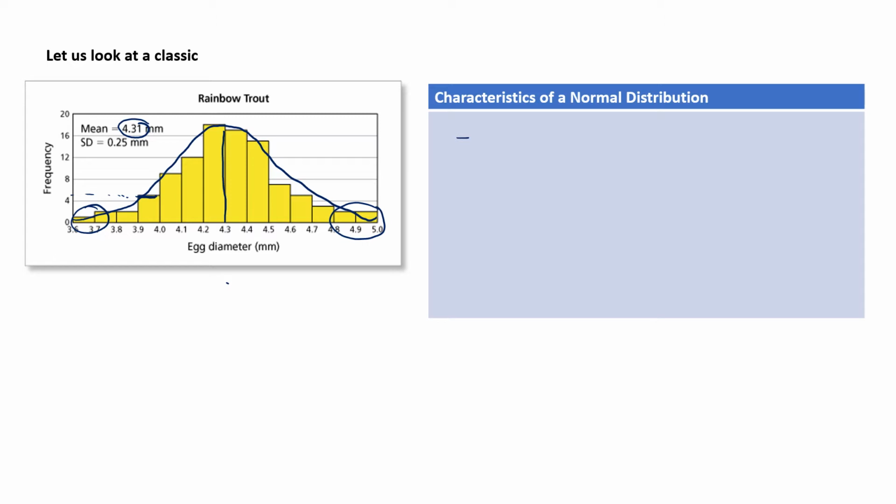So the characteristics of a normal distribution is that it is bell-shaped. There are no outliers. And bell shapes implies that it's symmetric or roughly symmetric. And we are going to be talking a lot about the normal distribution in the rest of this unit.